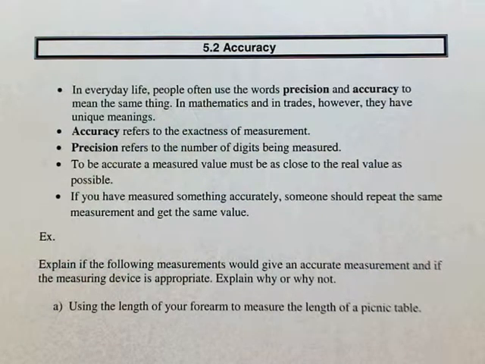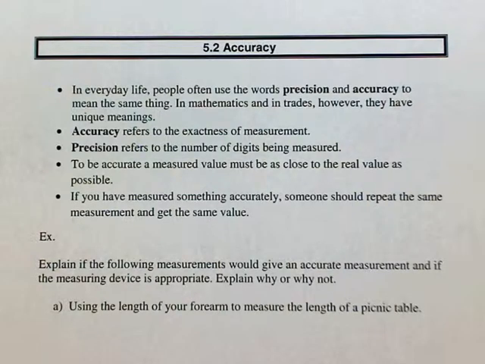5.2 Accuracy. In everyday life, people often use the words precision and accuracy to mean the same thing. In mathematics and in trades, however, they have unique meanings. Accuracy refers to the exactness of the measurement. Have you measured this the correct length? Can you repeat that measurement? Can somebody else take that same object and get the same measurement?